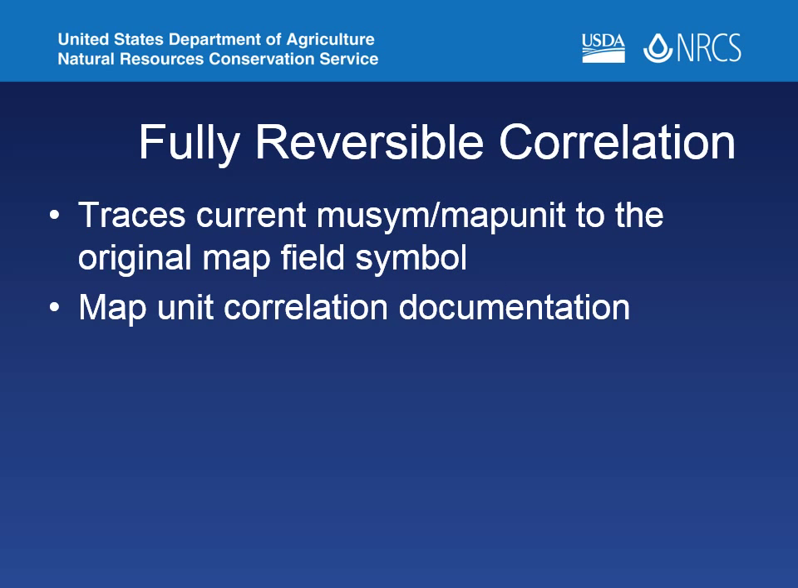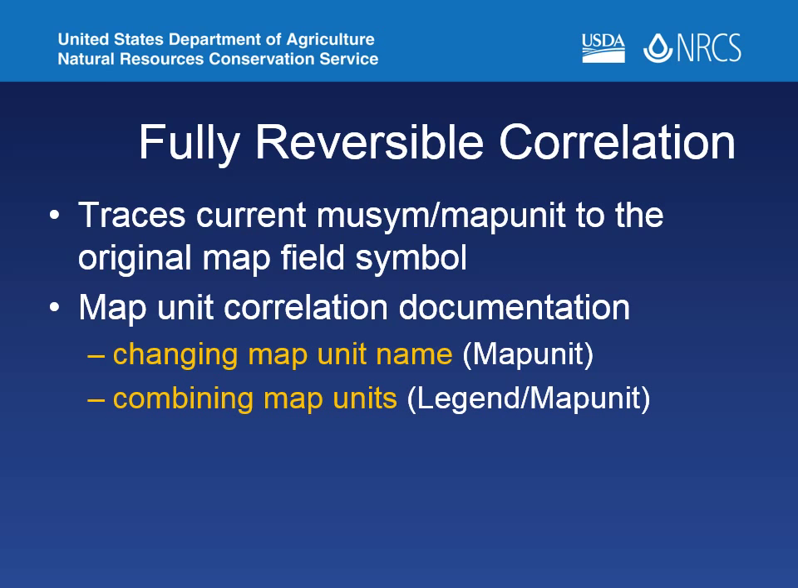And the intent of the fully reversible correlation was to be able to trace the published map unit symbol all the way back to the original field symbols that were used. It also provided you an ability to give us some sort of documentation as to why and how this particular map unit was correlated. And so the first one you'll see is changing the map unit name. In the map unit table, you'll go in there and you can populate your text notes to explain why the map unit was changed in the name itself.